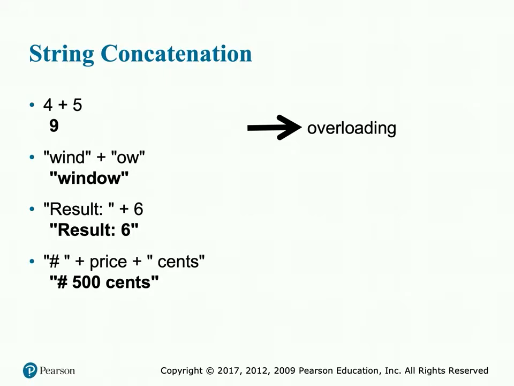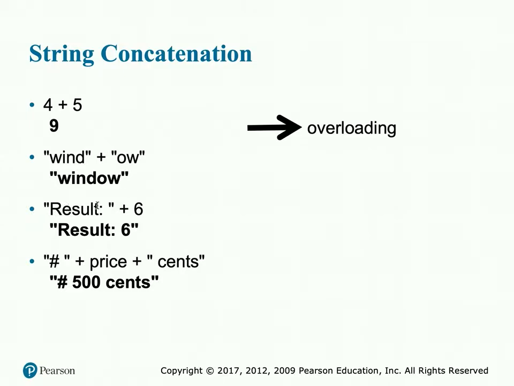the string concatenation overloads the plus operator. So if we have two integers, integer plus integer yields integer. 4 plus 5, 9. We would expect that. If we have the string wind and the string ow, we just tack the second string onto the end, we concatenate, becomes window. Where things get funny is when we have strings and integers, or strings and floats.